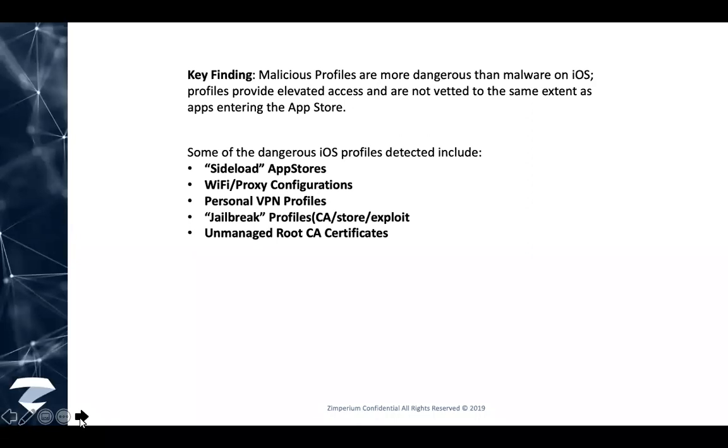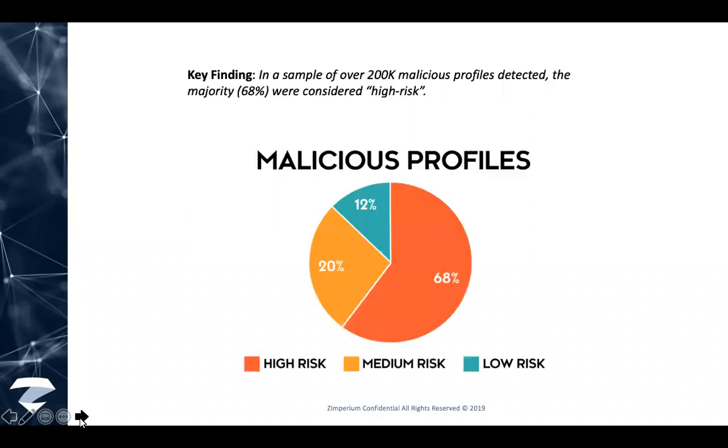So when you think iOS, a primary thing from a threat standpoint, from a device standpoint, are malicious profiles. Some of the dangerous ones we have here, and we're going to actually describe them all in the report: side-loaded app stores, enabling you to just automatically pull stuff in, all the way down to jailbreak profiles, unmanaged root certificates where you can actually deal with the encryption side of things. So profiles are a real risk because it immediately gives them that elevated access.